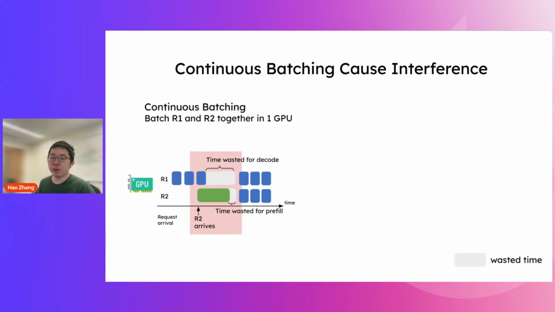Because continuous batching co-locates prefill and decode, the two phases actually interfere with each other. Let's see a comparison here. On the left, we batch two requests, R1 and R2, together on one GPU. We can see that in the pink window, when request 2 arrives, R1's decode time, which I use the blue bubbles to visualize, gets significantly prolonged because of R2's prefill. Similarly, R2's prefill, denoted as green bubbles, also gets slightly increased because of the blue bubbles, because they are put together.